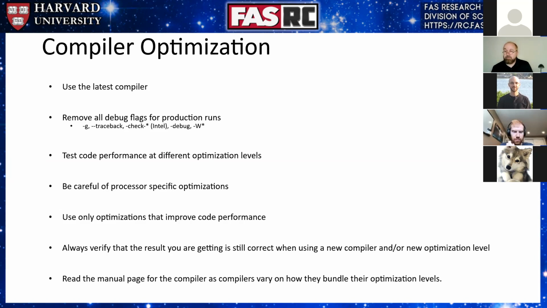Test your code performance at different optimization levels as well. You should have a very well characterized code, such that you start at the lowest level and test it there, and then you go to the highest level, and you should see how your performance changes as you change that level. So you can see which optimizations are beneficial and which aren't. You always want to verify your result is correct, that it's still what you expect when you change compiler or optimization level.